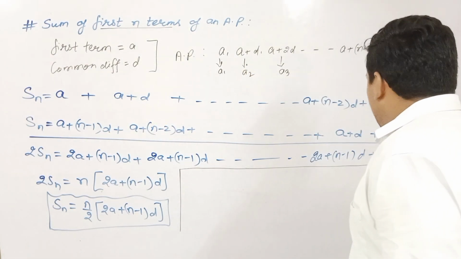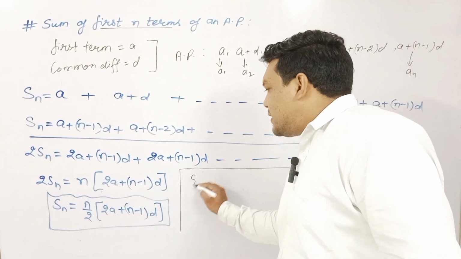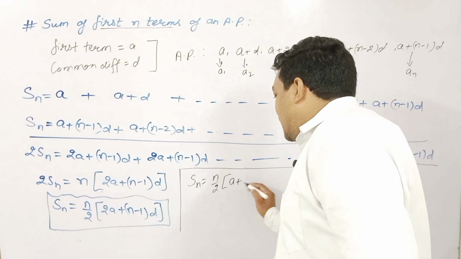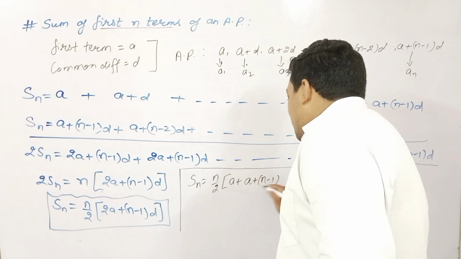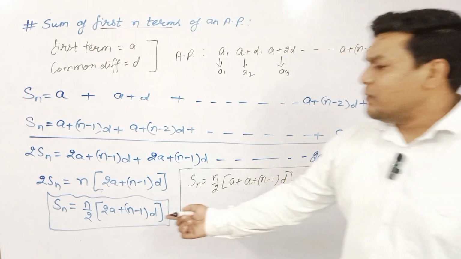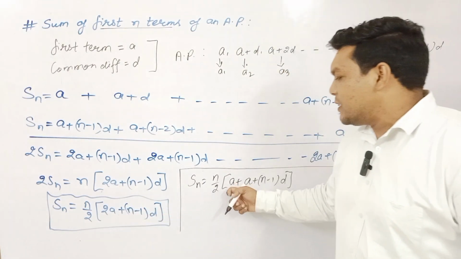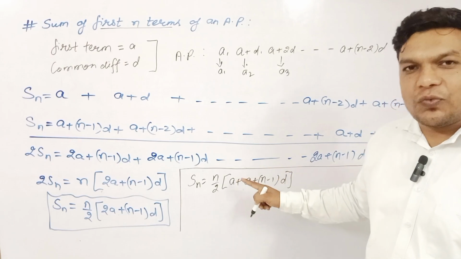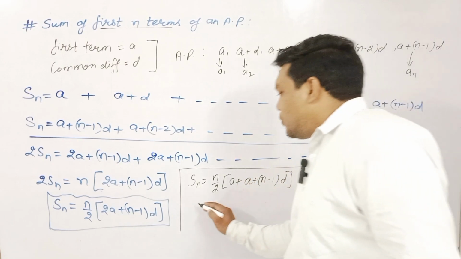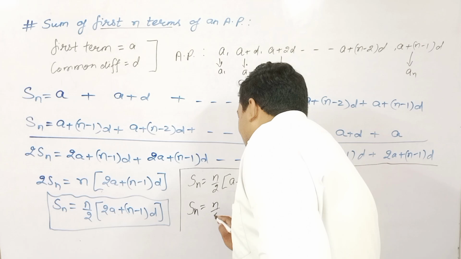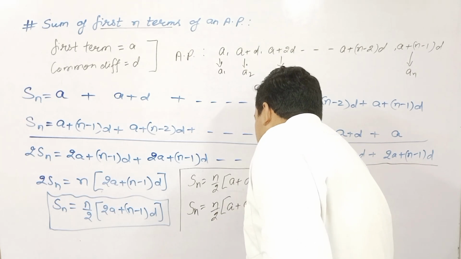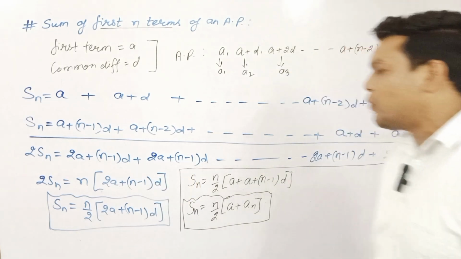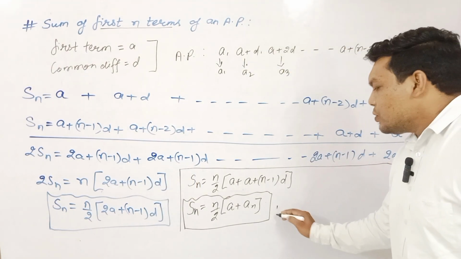We have Sn is equal to n upon 2 bracket 2a plus n minus 1 into d. We can also write 2a as a plus a, so Sn is equal to n upon 2 bracket a plus n minus 1 into d... Just what we have done, 2a is written as a plus a. Now a plus n minus 1 into d, we know what it is. Yes, very good. It is an. So Sn is equal to n upon 2 bracket a plus an. So this is another formula to find the sum of n terms of the AP.